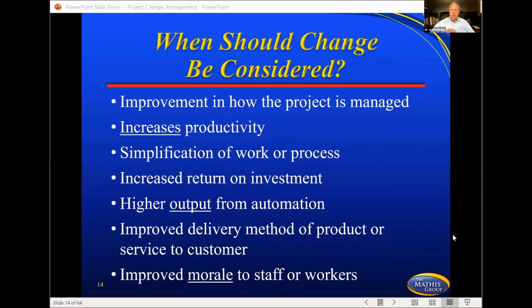Improved delivery method of product or service of the customer. Improved morale to staff or workers. For an example, with all of this that we've gone through with working from home and having to do Zoom meetings, do you think, and I'm not asking you to respond, but in your mind, do you not think that that's going to change the culture in the workplace?